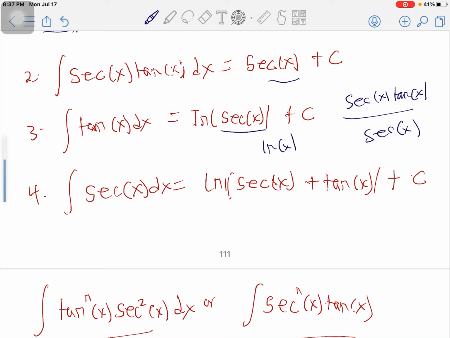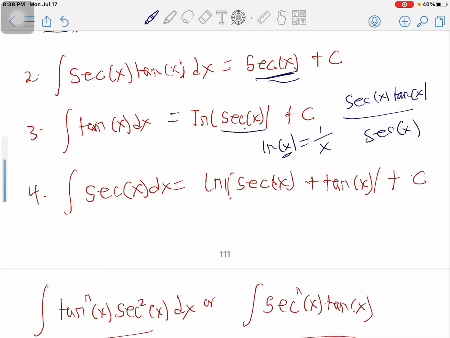Sec x. It's more or less like ln of x. So the derivative of ln of x is 1 over x, and this is how we do it. You differentiate whatever is inside the bracket, which is 1, and you divide by whatever is in the bracket, which is x. That's why you have 1 over x.